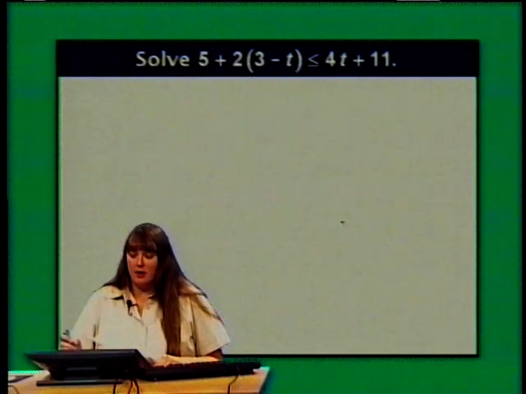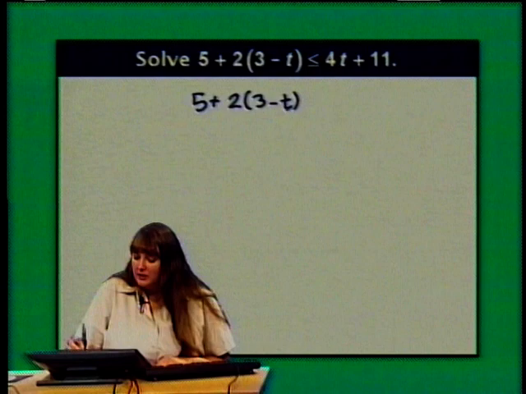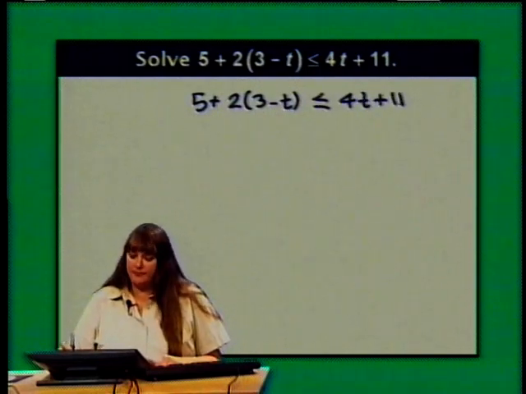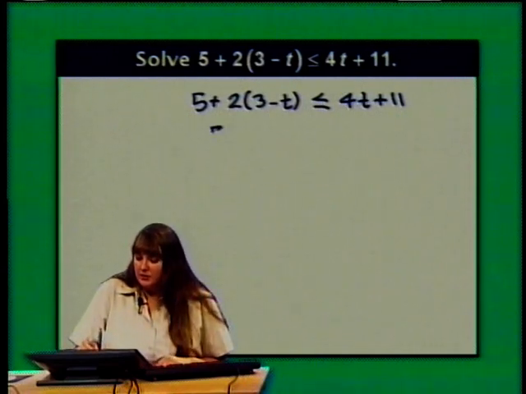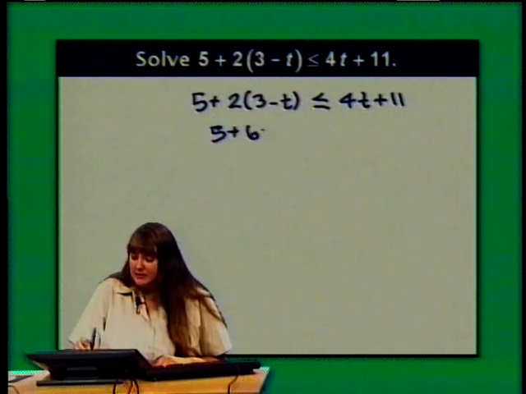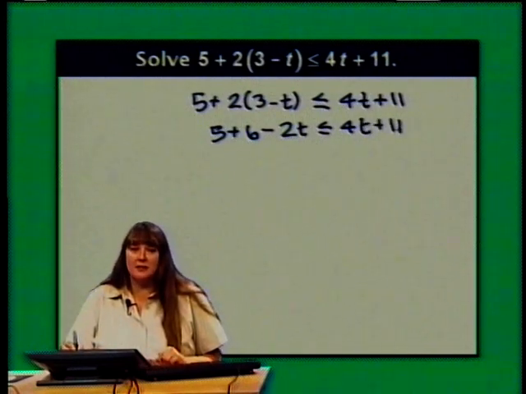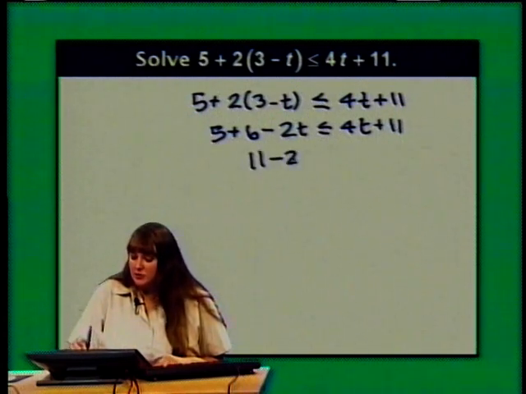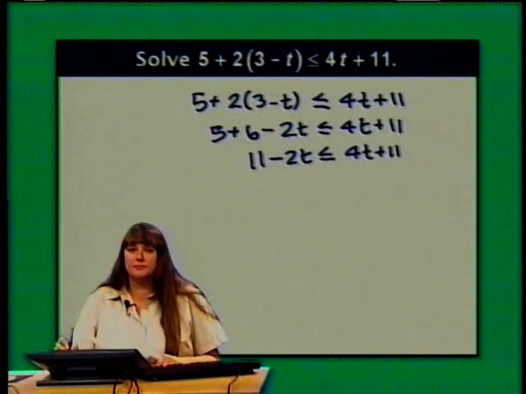Let's solve another inequality. 5 plus 2 times the quantity 3 minus t is less than or equal to 4t plus 11. First, I'm going to simplify the left-hand side by distributing the 2. So 5 plus 2 times 3 is 6 minus 2t is less than or equal to 4t plus 11. I can still simplify the left-hand side. I can combine the constants 5 and 6. That gives me 11 minus 2t is less than or equal to 4t plus 11.